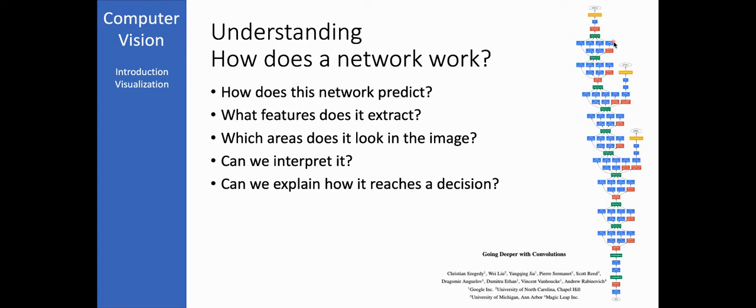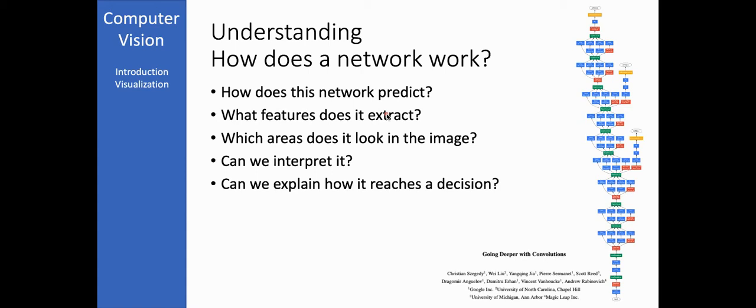And one question is, so what are these features? Or more generally, how does a neural network work? How is this network able to predict the class assignment so well? So what type of features does it extract? Which areas in the image does it look for the prediction task? And if we can extract such information from the neural networks, our ultimate goal is, can we actually interpret it? Can we interpret how it works? Can we explain how it reaches a certain decision that it reaches?